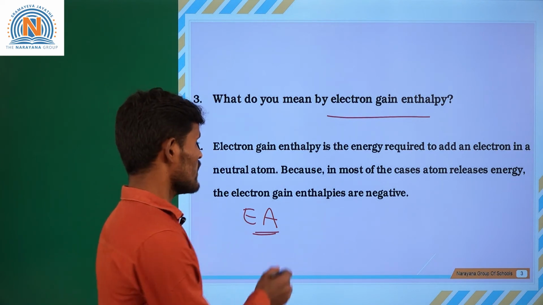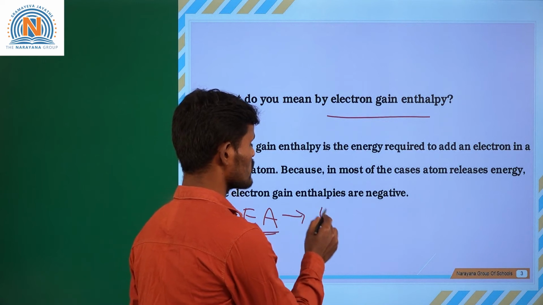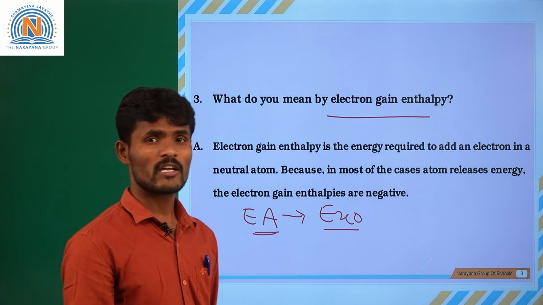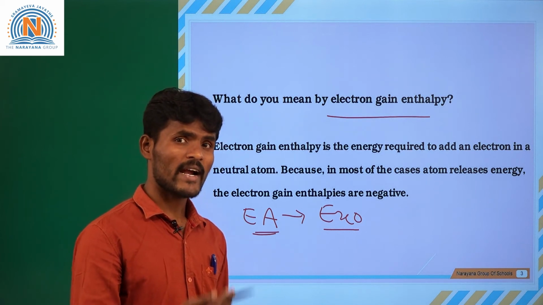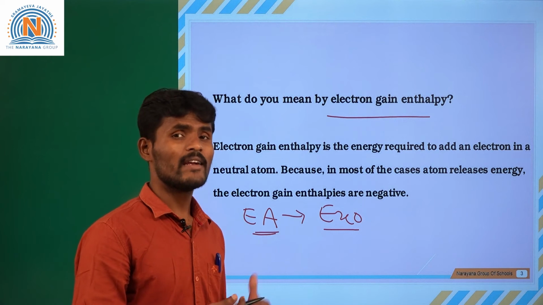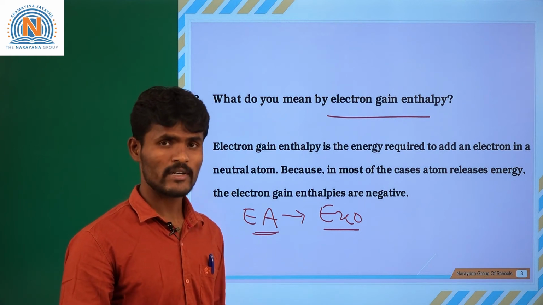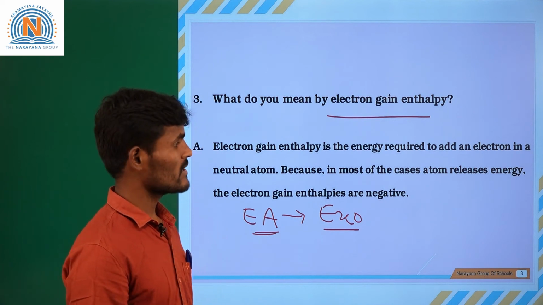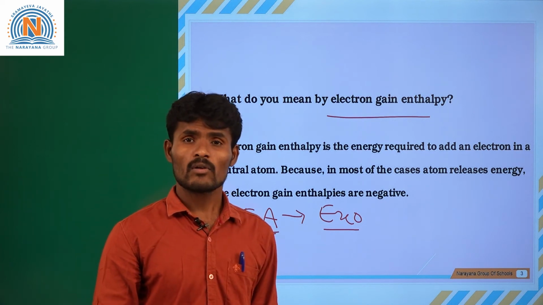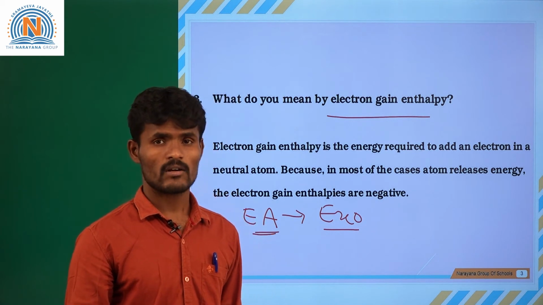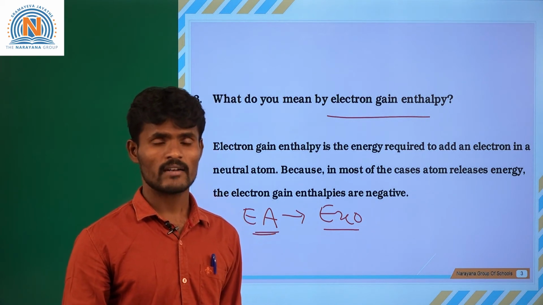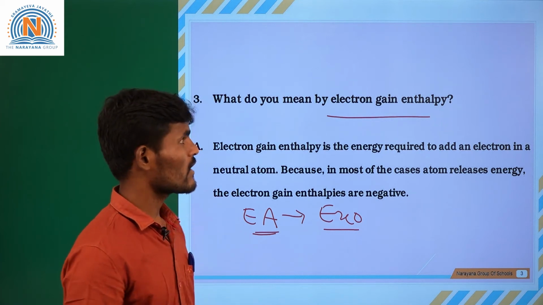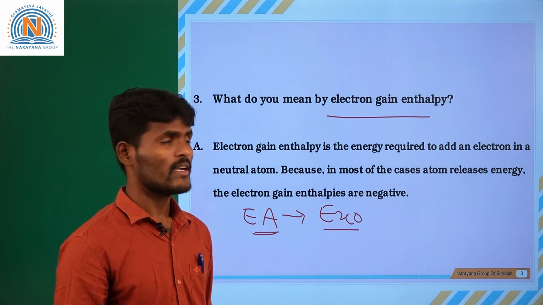Electron affinity is an exothermic process because when an electron is added to the outermost shell, it releases energy. Releasing energy is nothing but an exothermic process. Electron affinity can be measured in terms of electron volt per atom, kilojoules per mole, or kilocalories per mole. So this is electron gain enthalpy or electron affinity.